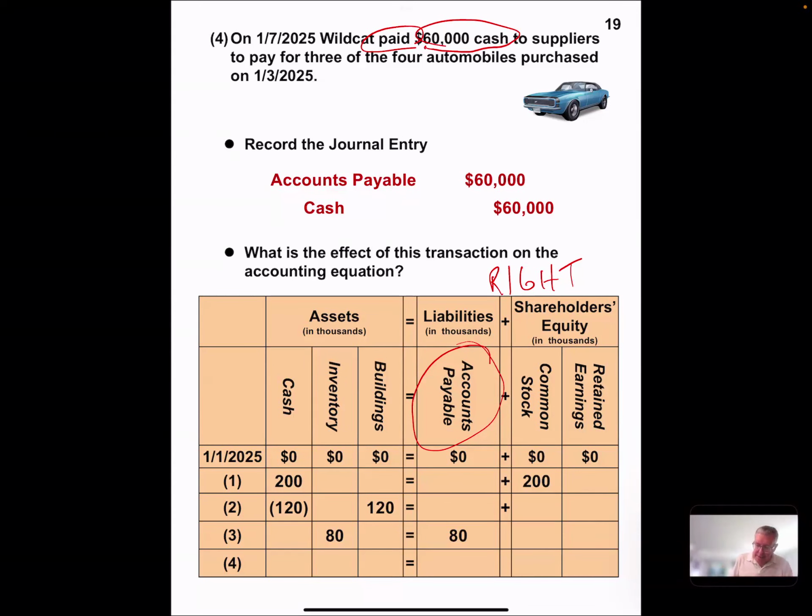Okay. The effect on the accounting equation, again, cash going down, right? So we'll put it in parentheses, or you could use a minus sign. And accounts payable is also going down. So notice, again, accounting equation is in balance. As a result of that transaction, we decreased the left-hand side of the accounting equation by 60,000, and we decreased the right-hand side of the accounting equation by 60,000. So it's kept everything in balance in terms of the accounting equation.